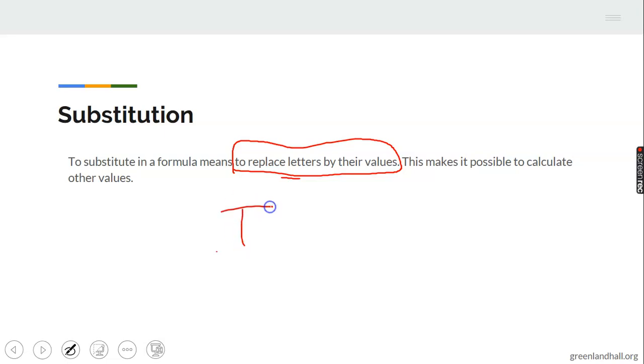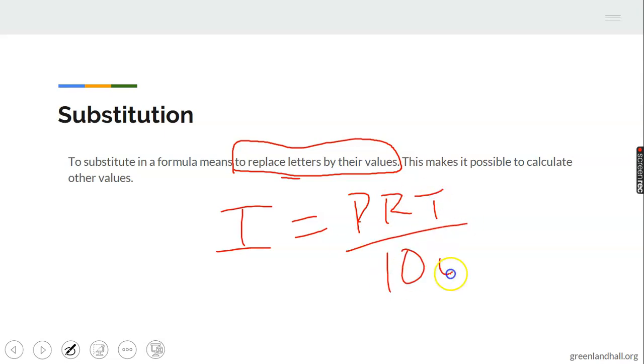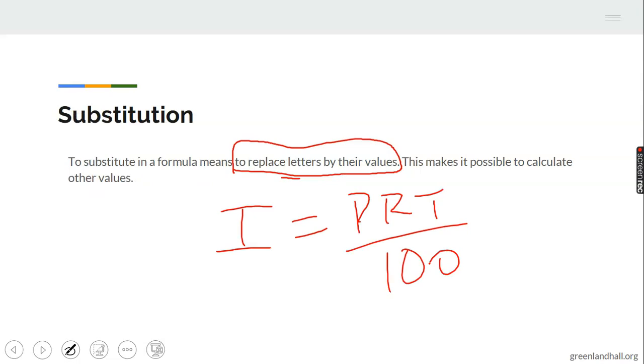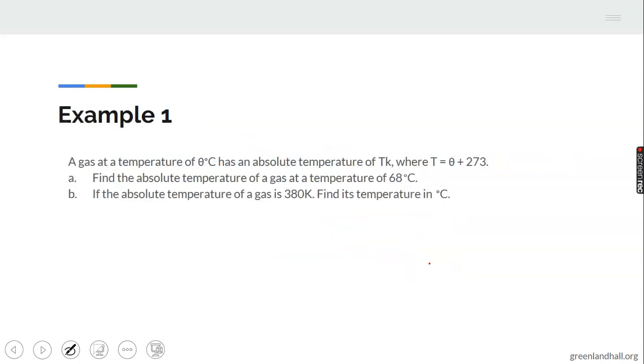Maybe you have I equals PRT over 100. Now, you can be asked, find I when P is 2,000 naira, R is 5%, T is 10 years. You can easily find that. That is the meaning of substitution, by putting a value to replace the letters in the formula. Let me use formula because that's what we're looking at. Now, having understood substitution, which is to replace letters by their values, let's look at some examples.